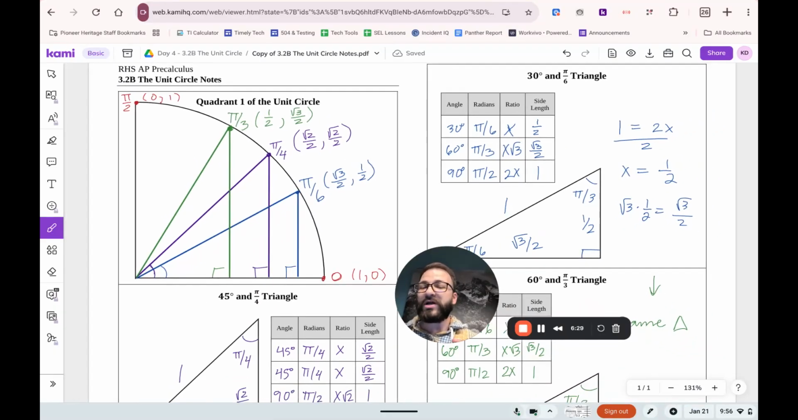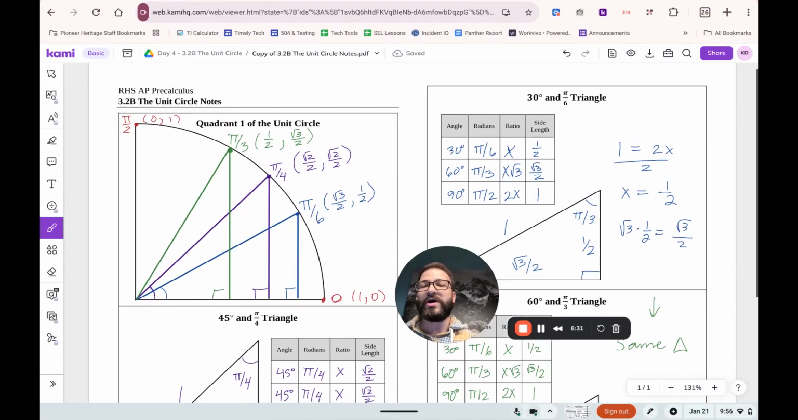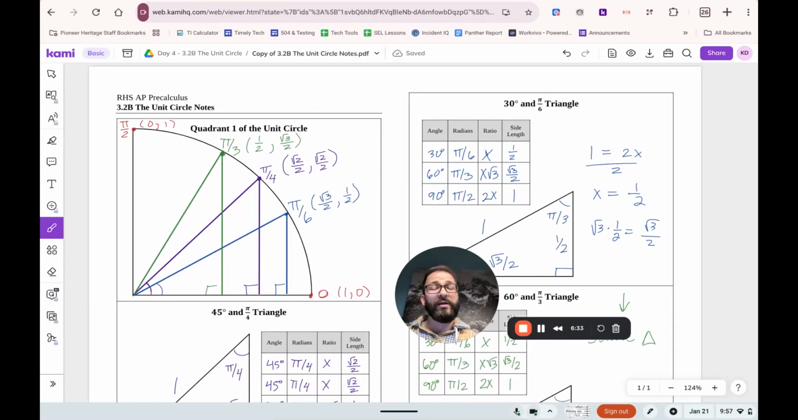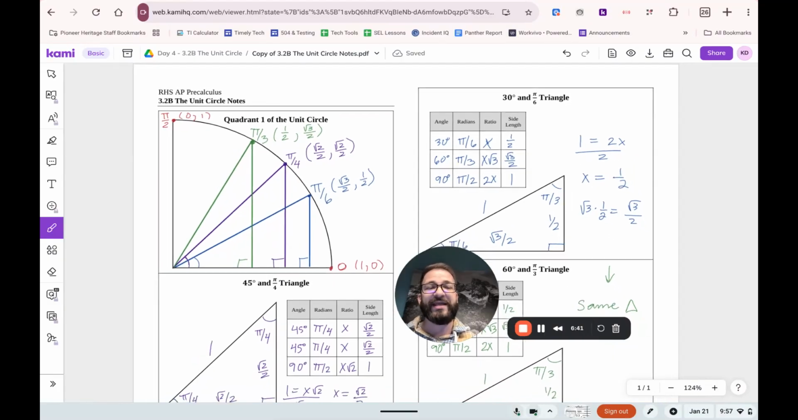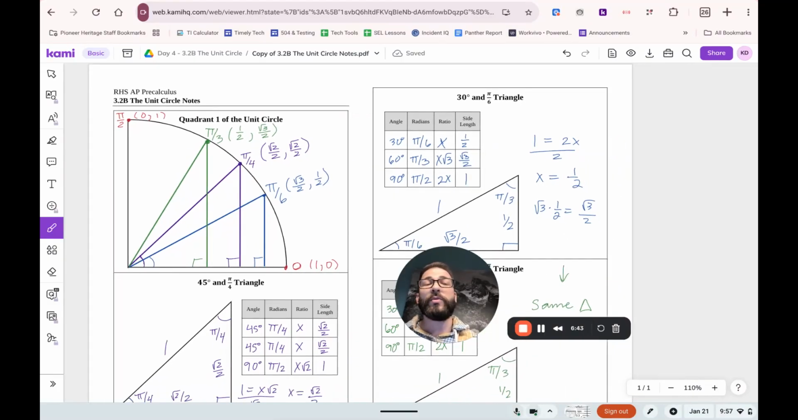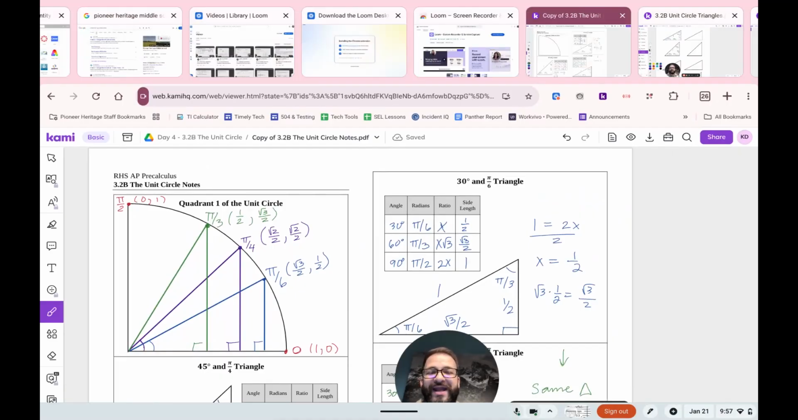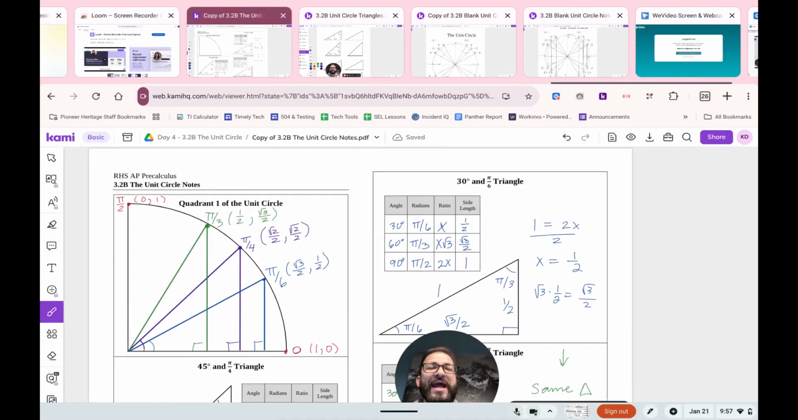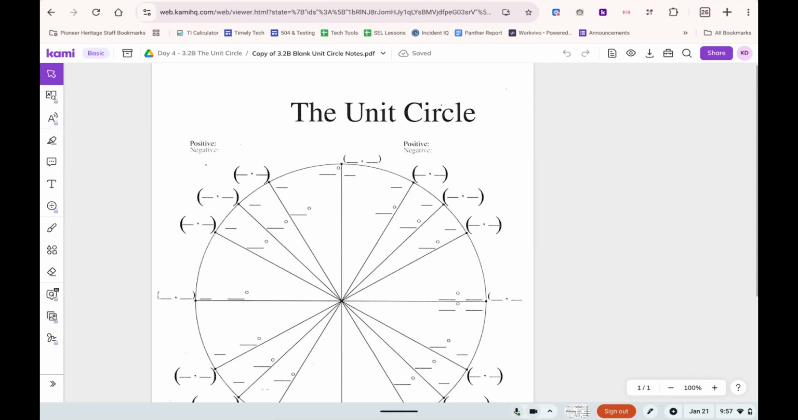And this is quadrant 1 of the unit circle. And the reason why quadrant 1 of the unit circle is so important is because if we know quadrant 1 of the unit circle, we actually know the whole unit circle. And we're going to see how this works here in just a second. So go ahead and grab your blank unit circle. We are ready to take this information and actually produce a unit circle from scratch.